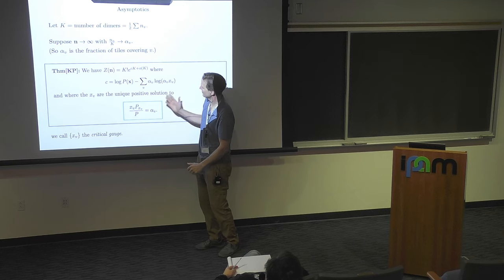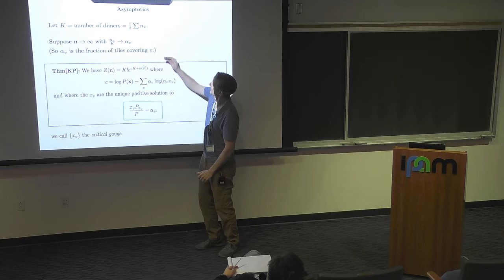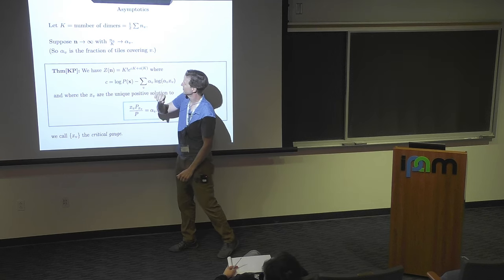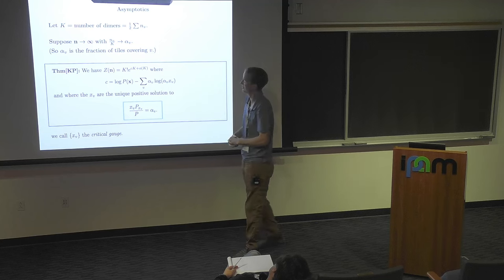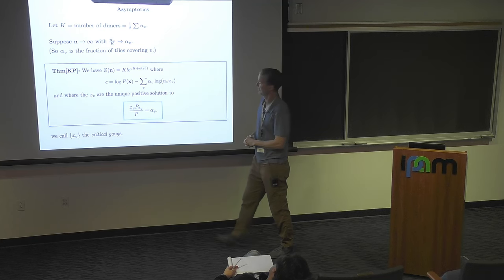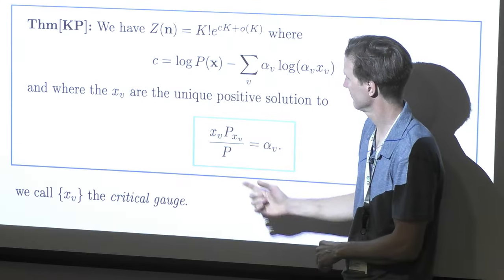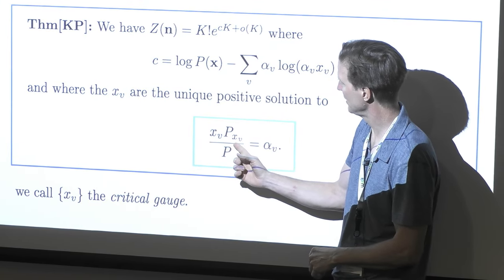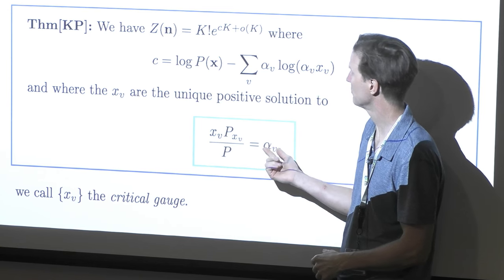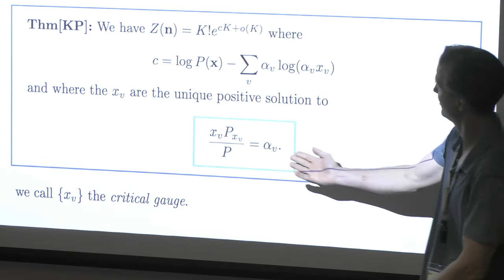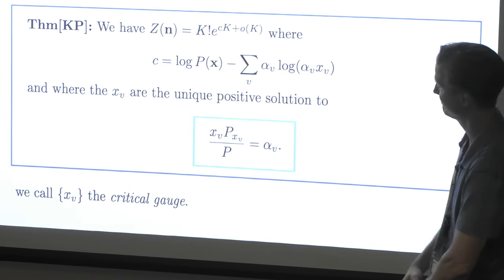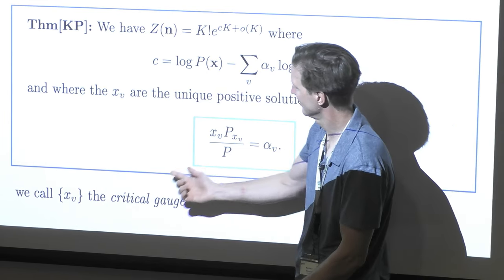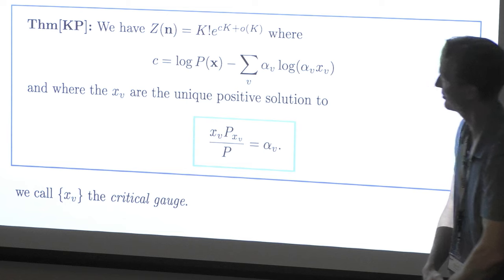But the net result is that this is the interesting equation. If I'm trying to find the partition function as a function of the n's, for the rest of the talk I'm just going to focus on the case where all the n's are constant. So I just have a single n which works for all the vertices, so all the multiplicities are the same. Then you have to solve this equation here: the derivative of p with respect to one of the variables, divided by p, equals alpha v, the desired fraction. Okay, so these xv are called the critical gauge.